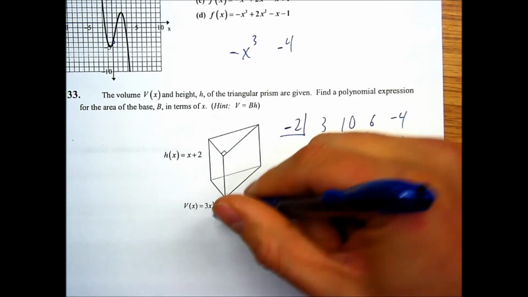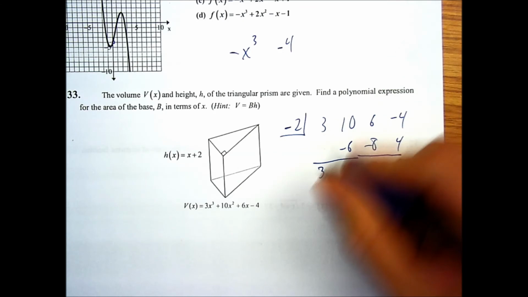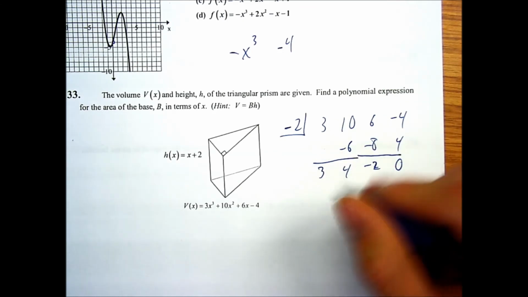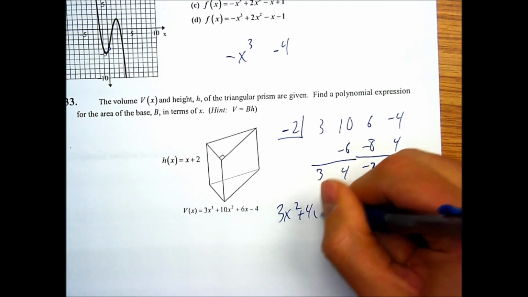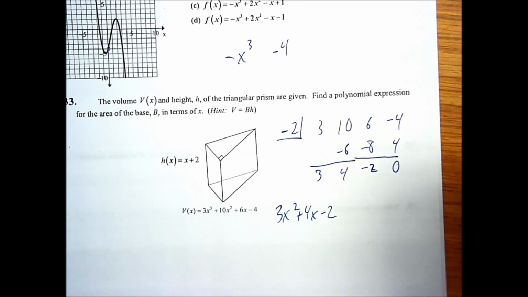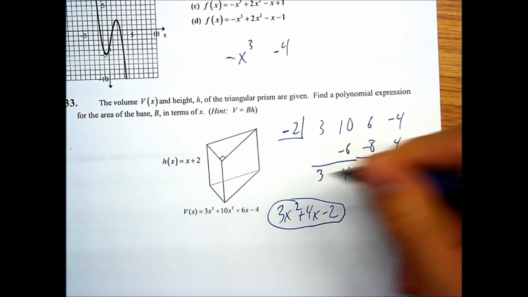So again, this decreases in power by 1 when we divide synthetically. So this will be 3x squared plus 4x minus 2. That will be the base, the polynomial expression for the area of the base. B equals.